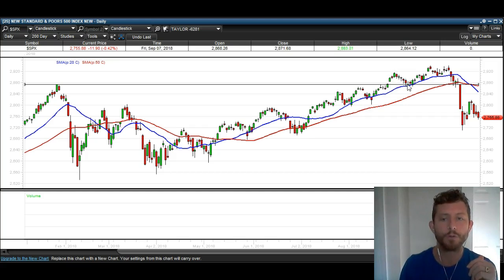It created support right there, bounced off of it just like you would want it to do. We came down here, it bounced off of it just a little bit, just like you want it to do. But then we sliced right back under it, okay? Sliced right back under it.